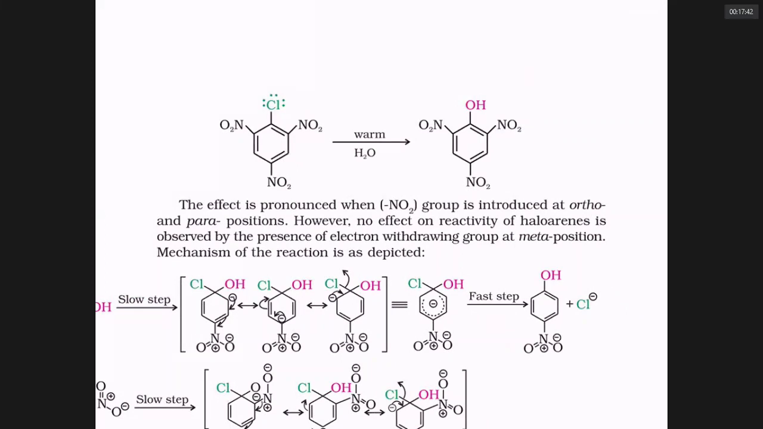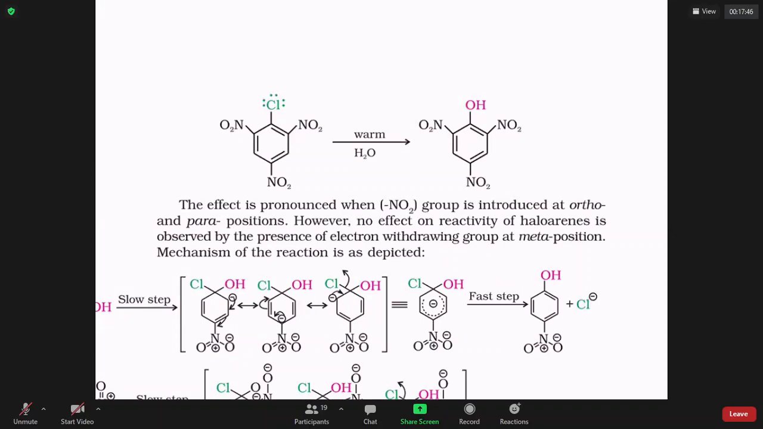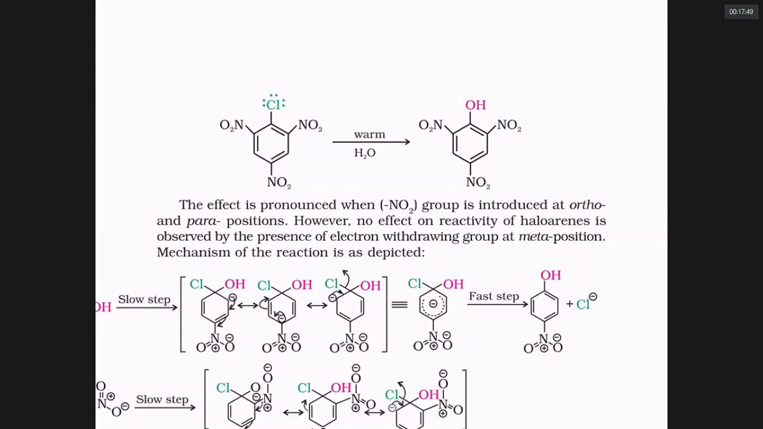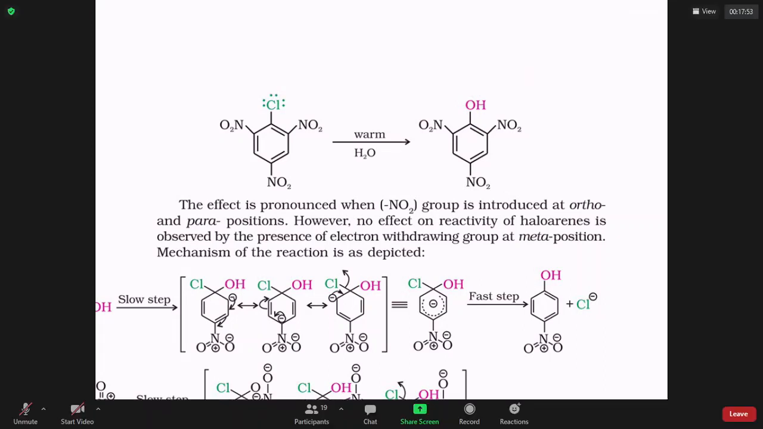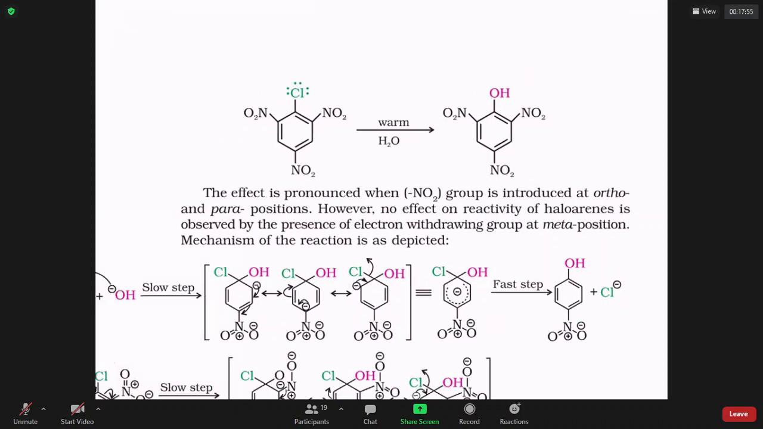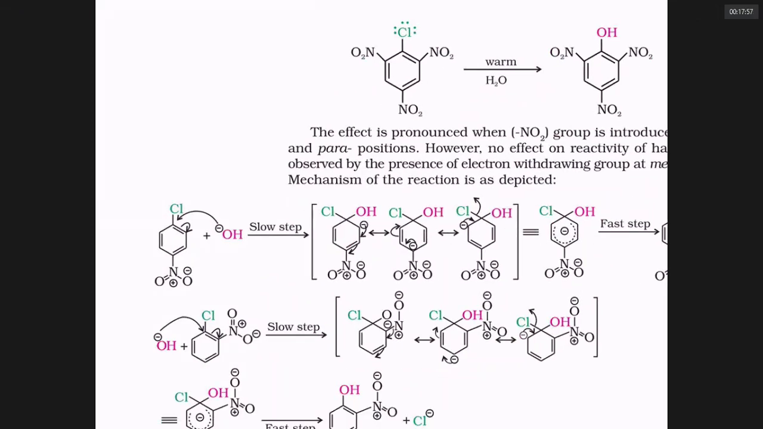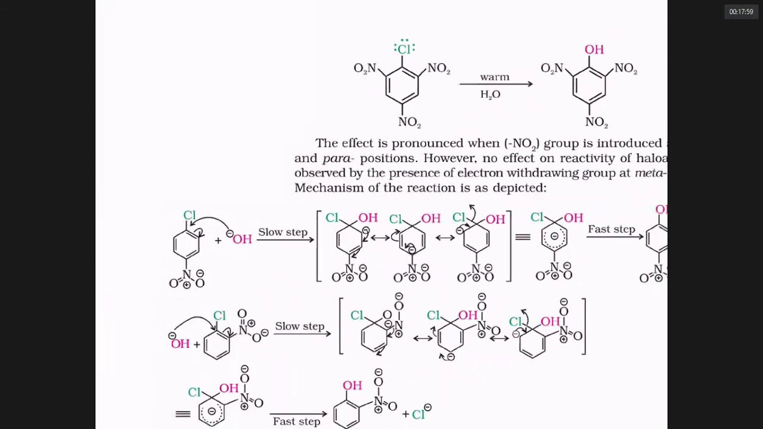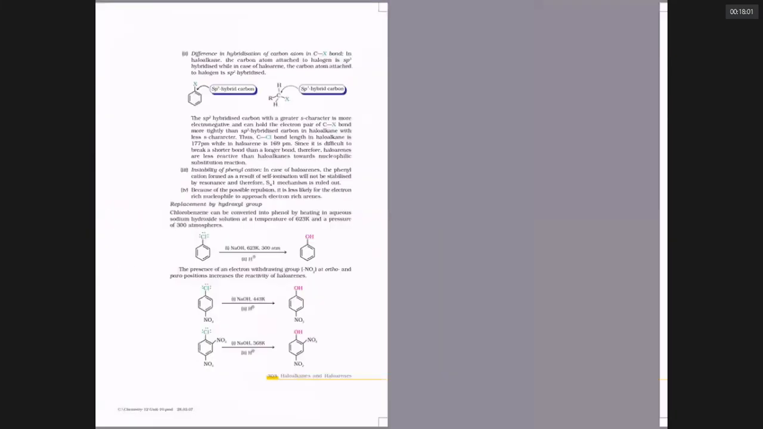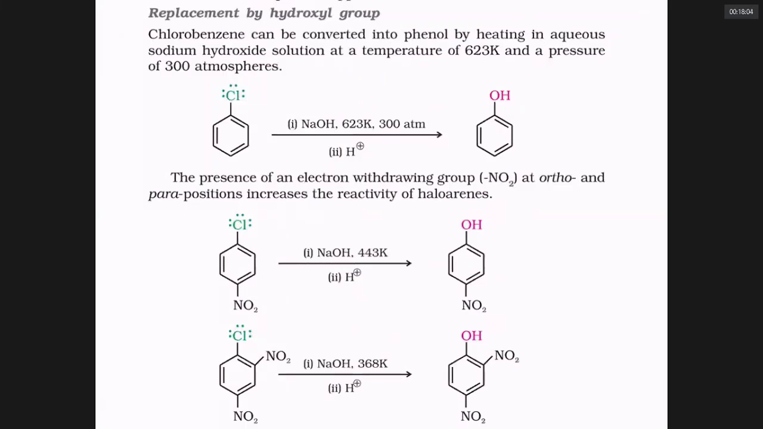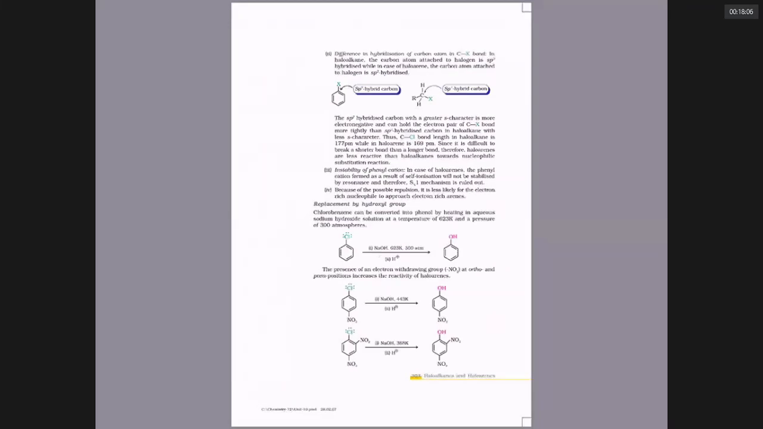It means the Cl- replacement with OH- will become very, very easy if I am putting NO2 groups, because NO2 groups are electron withdrawing. They weaken the C-Cl bond. It has been explained with the diagrams here. I want you to carefully go through it at your leisure. This is how chlorobenzene reacts with the SN.